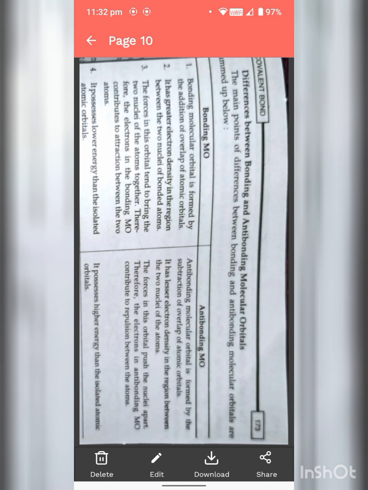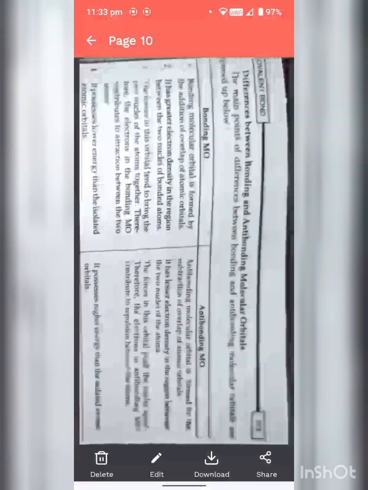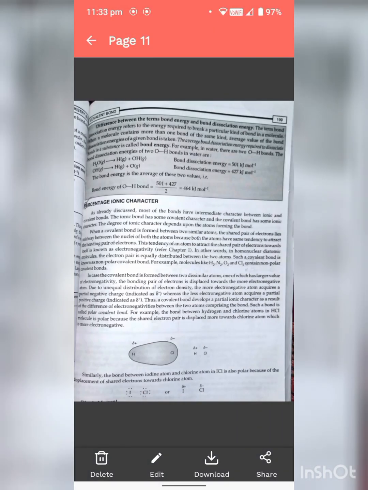In a bonding MO, the forces in this orbital tend to bring the two nuclei of the atoms together. Therefore, the electrons in the bonding MO contribute to attraction between the two atoms, whereas in an antibonding MO, the forces in this orbital push the nuclei apart. Therefore, the electrons in an antibonding MO contribute to repulsion between the atoms. A bonding MO possesses lower energy than the isolated atomic orbitals. An anti-bonding MO possesses higher energy than the isolated atomic orbitals.